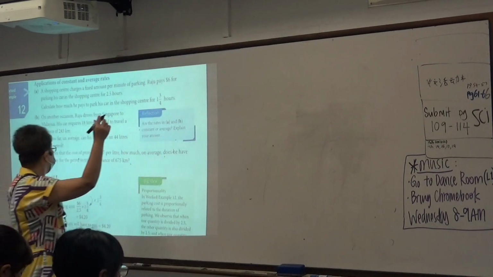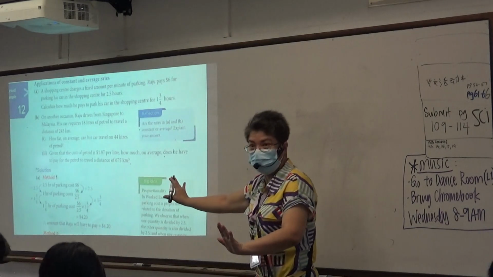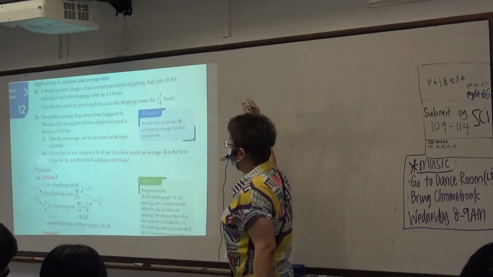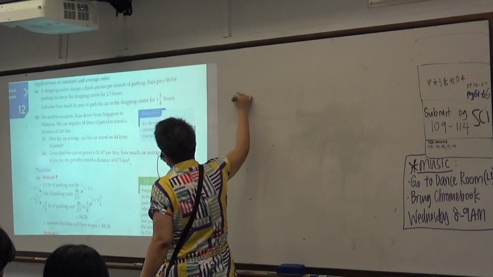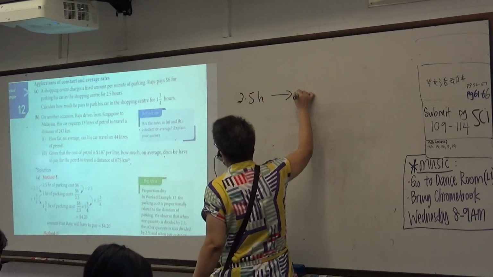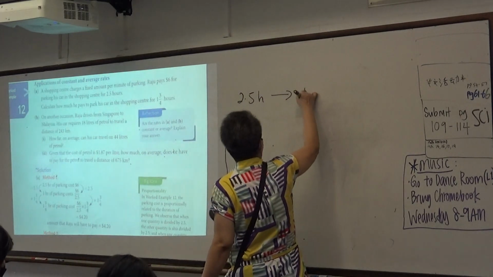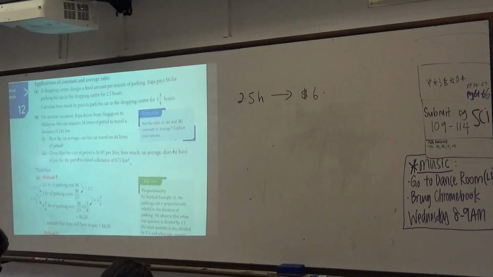Now, all of you look up. I'm going to change this. I'm not going to follow the way the textbook does it. I find it very confusing. Now, do you agree that 2.5 hours is being charged $6? Yes or no? All look up.